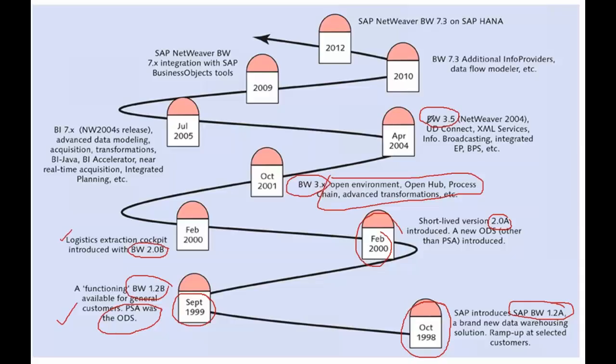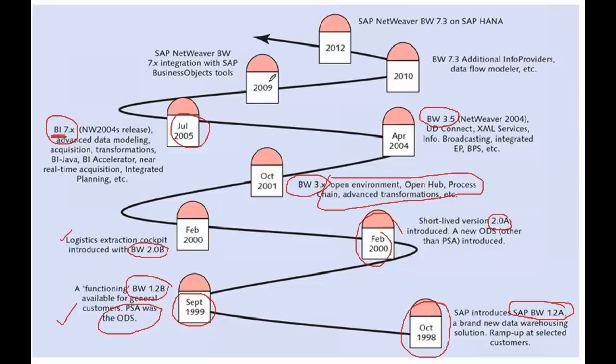It's one of the major releases, with a lot of new features introduced here. Later, in 2005, they introduced a new version called BI 7.x. There is a huge jump between 3.5 and 7.x. Please remember we have to concentrate on one thing here: the name has been changed. It was BW, but here it is BI. They renamed it from BW to BI, and the version is 7.x.